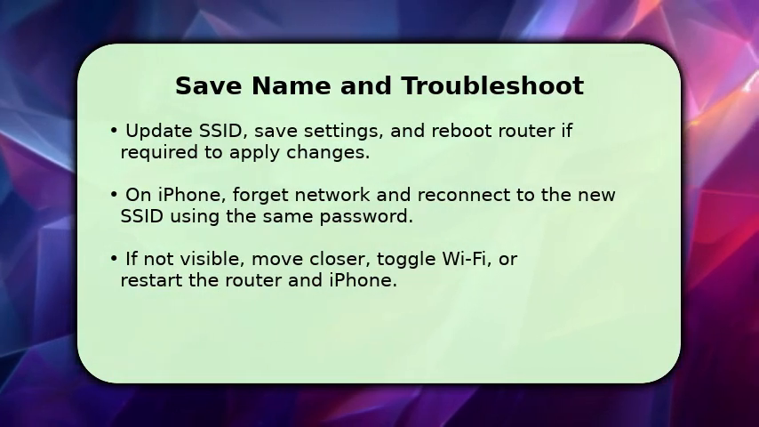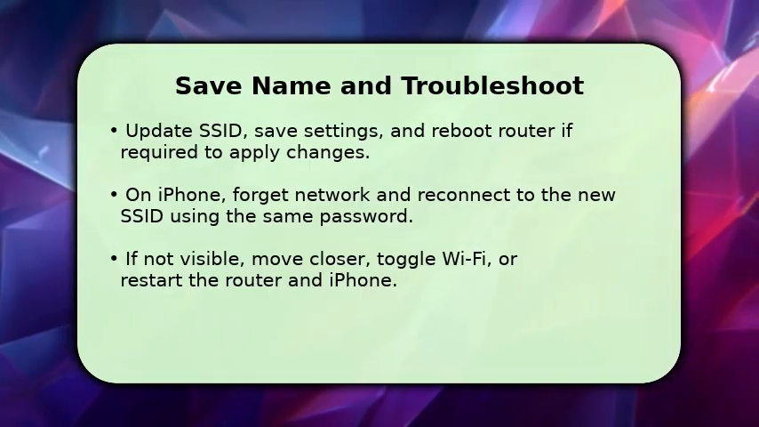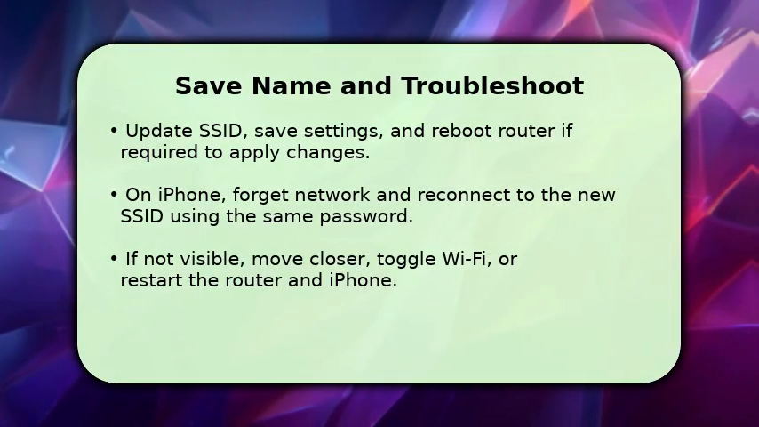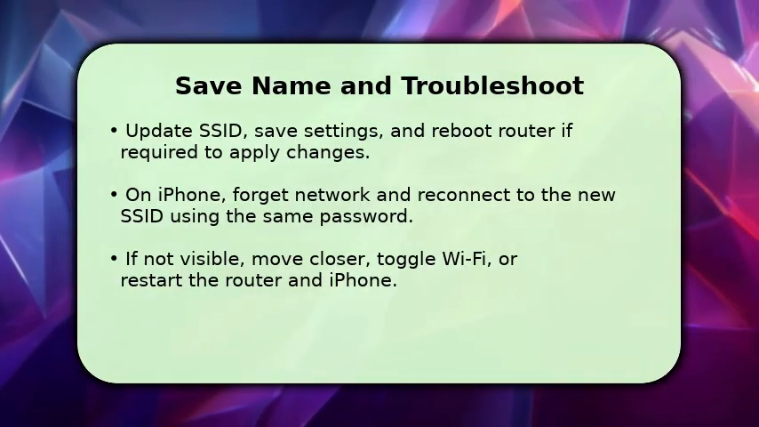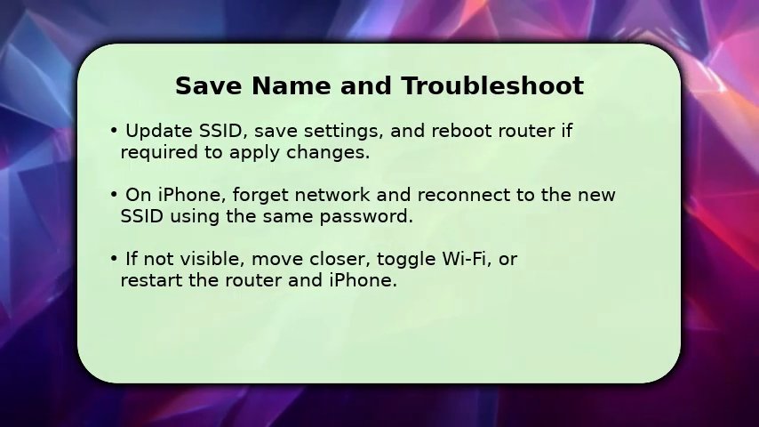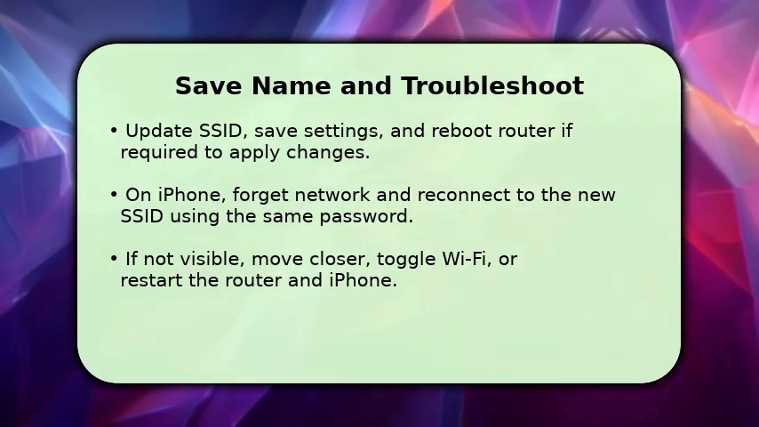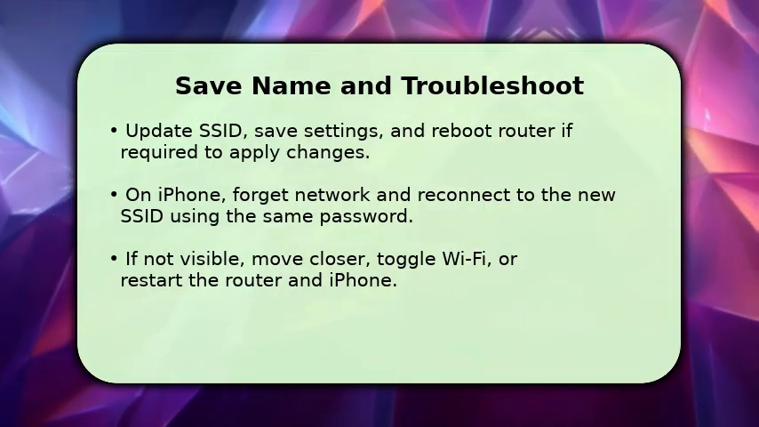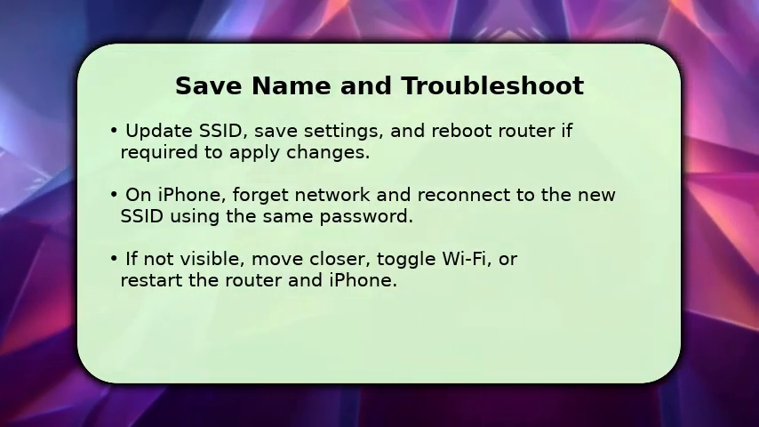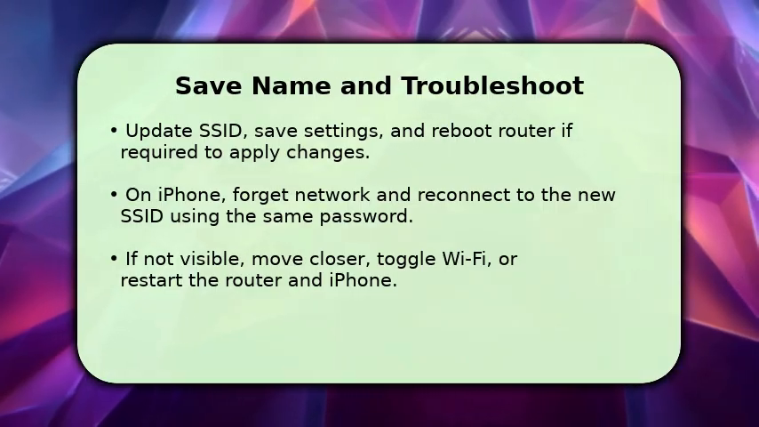Router firmware often needs a restart to broadcast the change. On your iPhone, tap the network, choose Forget this network, then scan and reconnect to the renamed SSID with the existing password. If the iPhone doesn't see the SSID, make sure you're close to the router, toggle Wi-Fi off and on, and restart both devices. If problems persist, check router wireless.